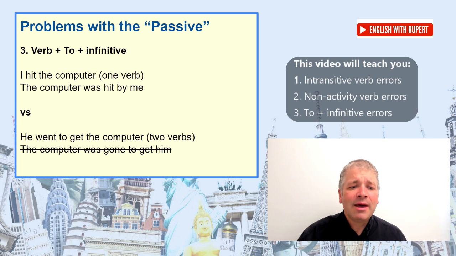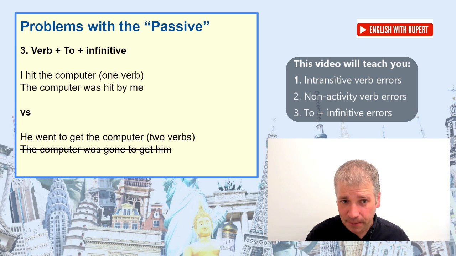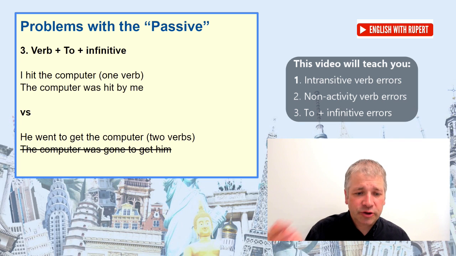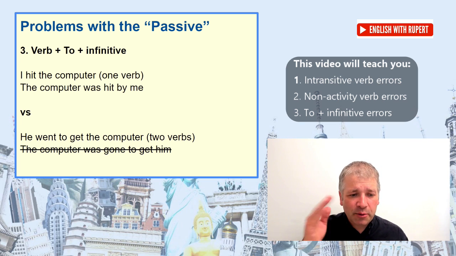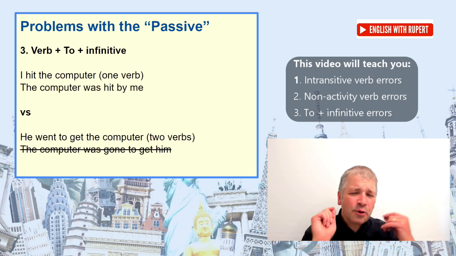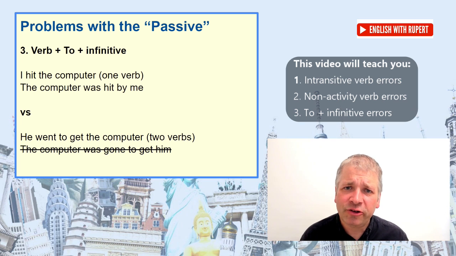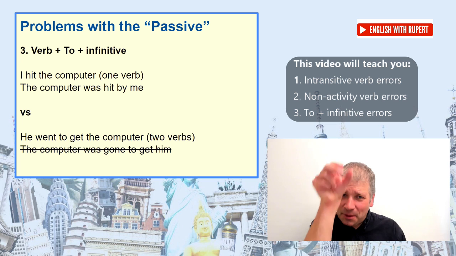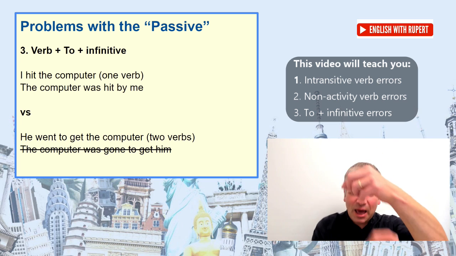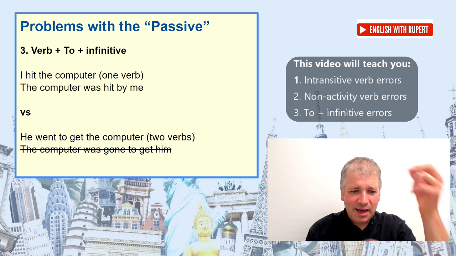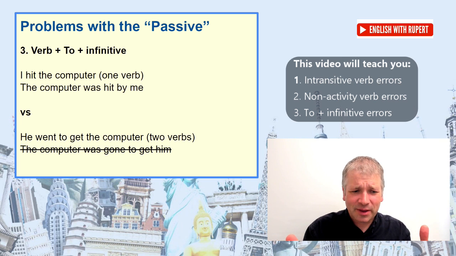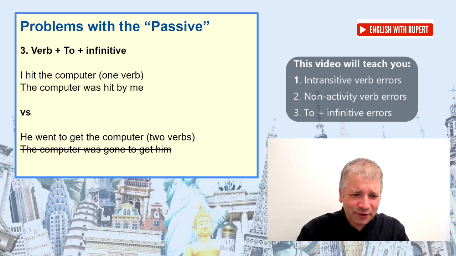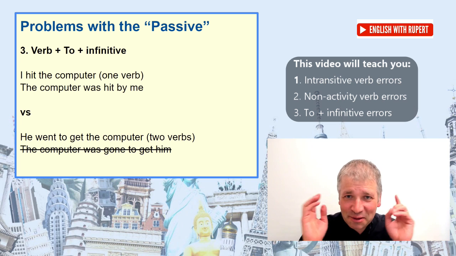So, for example, he went to get the computer. Don't try and turn that into passive. Don't say the computer was gone to get him, because you've lost the meaning. You've lost that relationship between the subject and the object and the fact that the main verb ties them together. So here, the computer was gone. That's got nothing to do with he went to get. So you see, it just gets confusing.